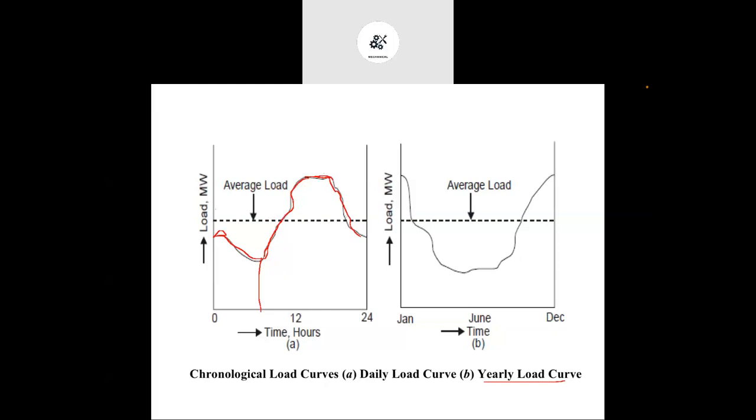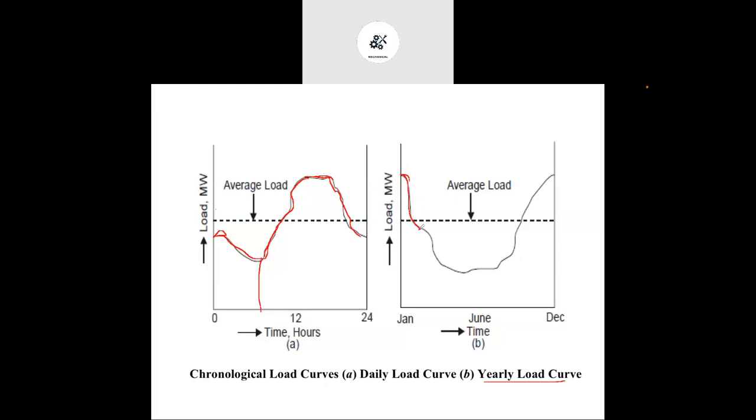Now from this load curve, we can also calculate the average load. What should be the average load we have to generate during the whole day, and that is the value of the average load. Similarly, you can draw the yearly load curve. In this case, the time period is 1 year. We are considering a 1 year time period, and for that time period, we are going to draw the load curve.